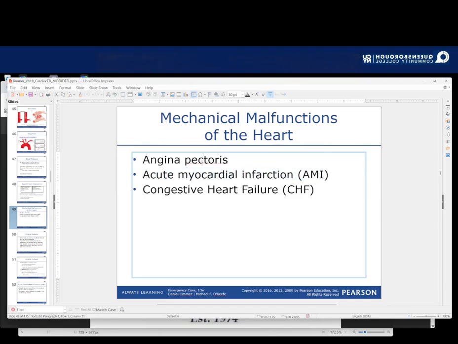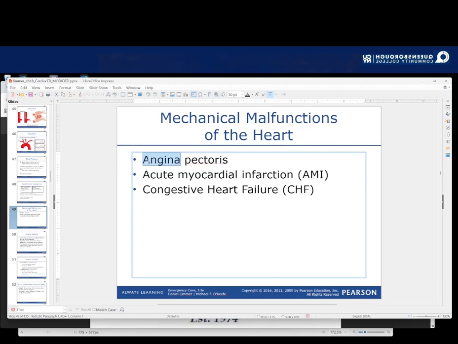Other problems, angina pectoris or angina, the pronunciation doesn't matter. It comes down to who was your teacher, where you learned the pronunciation, because half the doctors in the world call it angina.